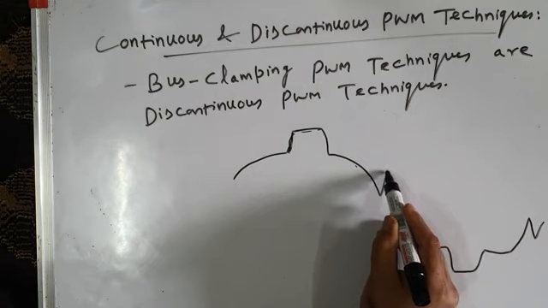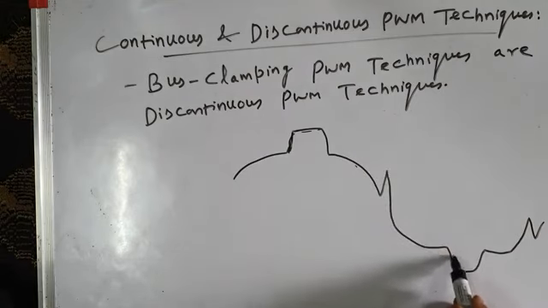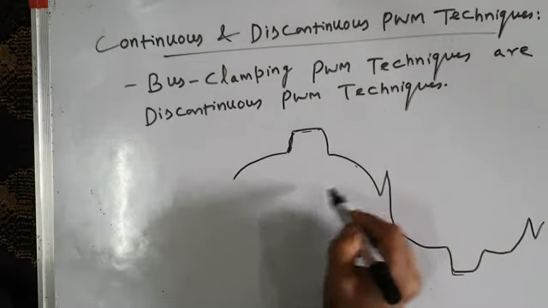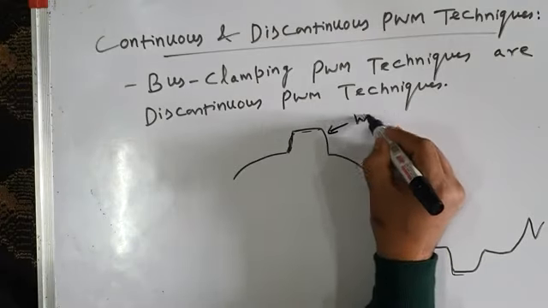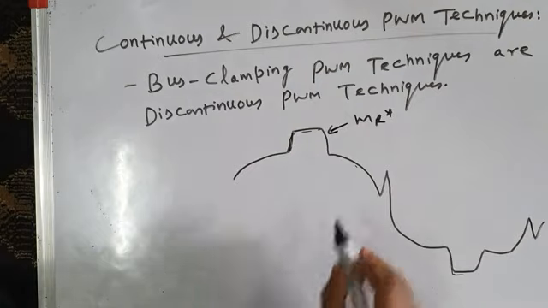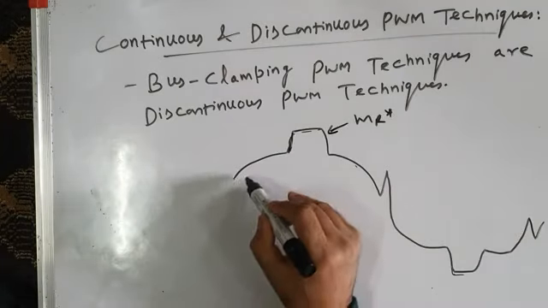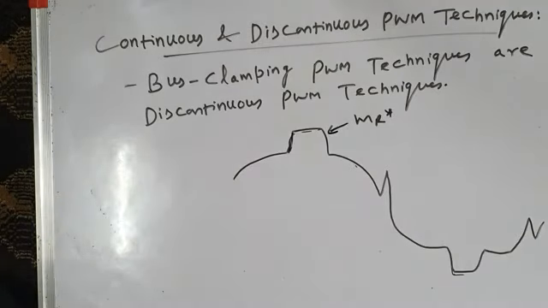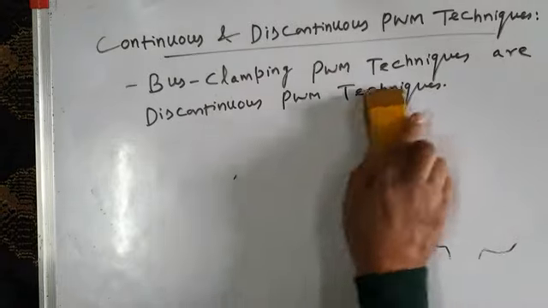There is a jump here. It becomes again a discontinuous function of time. There is a jump here, there is a jump here, there is a jump here. So this modified modulating wave may be MR star for a bus clamping technique. It is a discontinuous function of time, and therefore all bus clamping PWM techniques are examples of discontinuous PWM techniques.